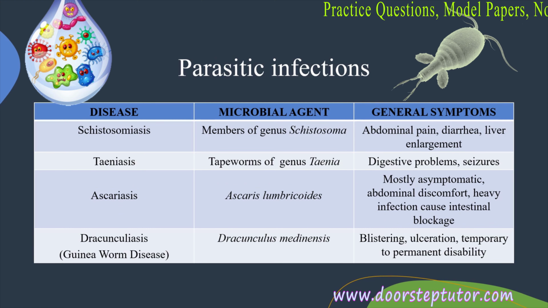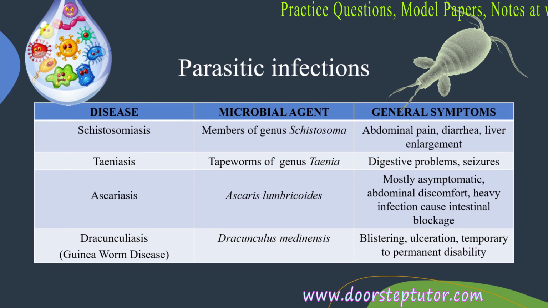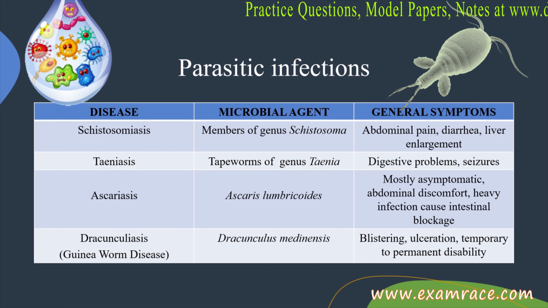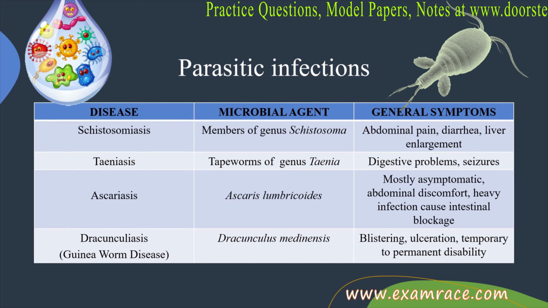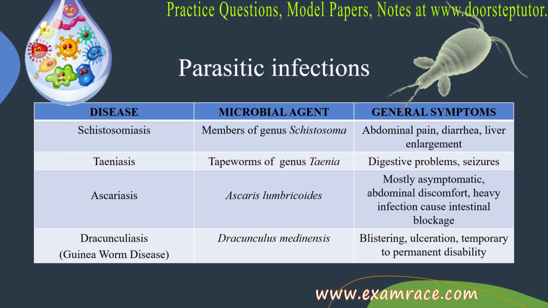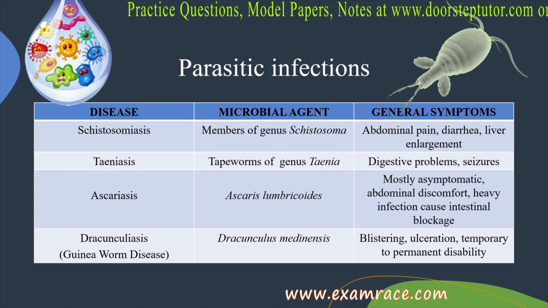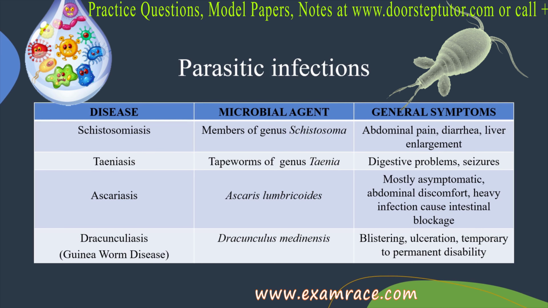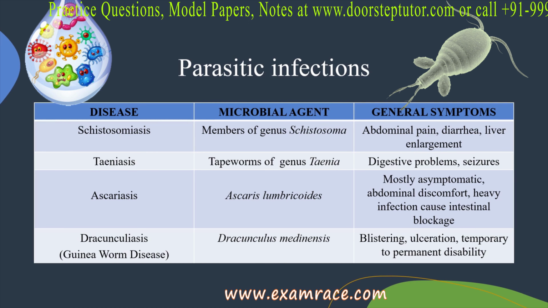Next are the parasitic infections. These are caused by parasites. The first one is schistosomiasis. It is caused by members of the genus Schistosoma. The general symptoms are abdominal pain, diarrhea, liver enlargement, etc. These particularly are also known as blood fluke. These are kind of worms that usually thrive in our intestine, and they could carry diseases.